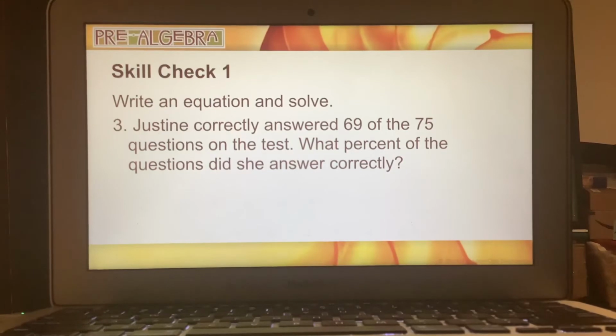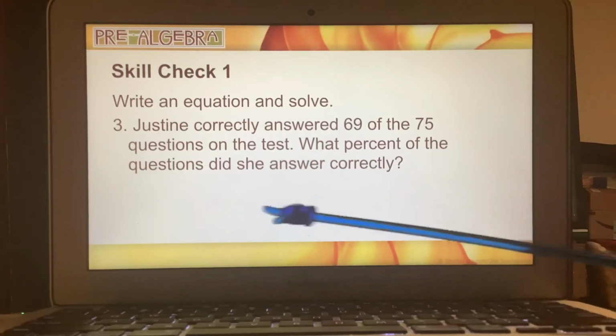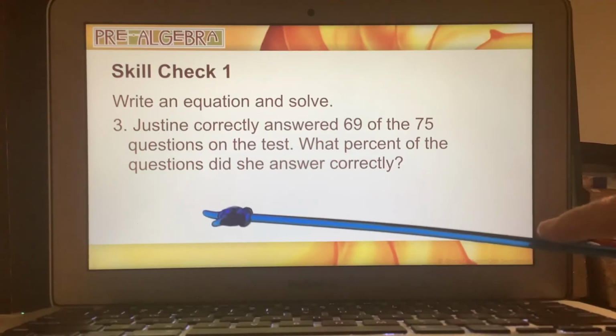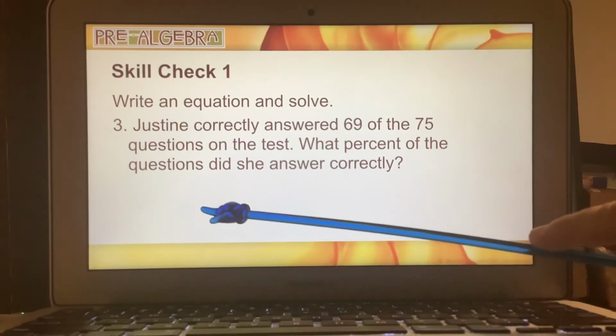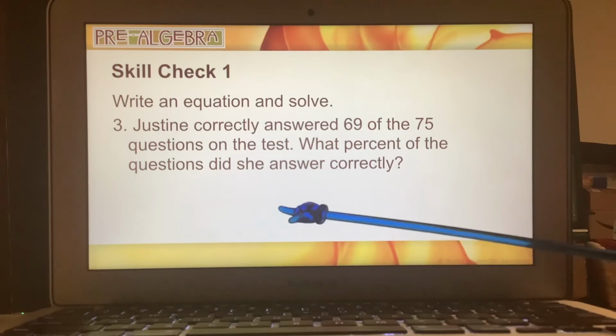All right, one last example here. Justine correctly answered 69 of the 75 questions on the test. What percent of the questions did she answer correctly? Our question is asking for the percent of the questions that were answered correctly. So remember, percent times what? Percent times the whole is equal to the part.